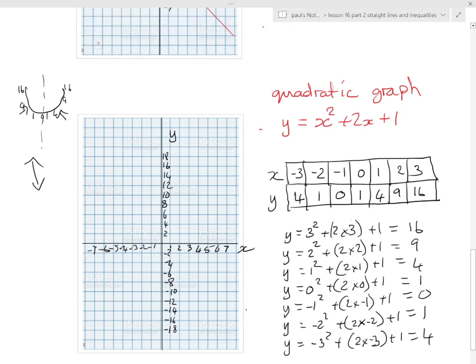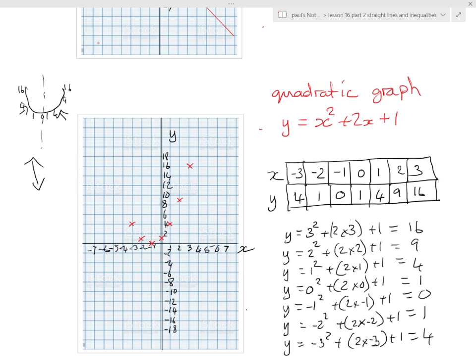So let's try and do these. So minus 3 and 4 is there. Minus 2 and 1 is there. Minus 1 and 0 there. It's a bit small, isn't it? 0 and 1 is there. 1 and 4 is there. And 2 and 9 is there. And 3 and 16 is right up there. Okay, so there we are.